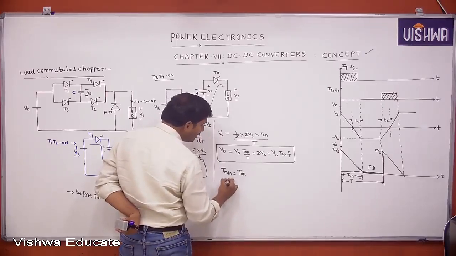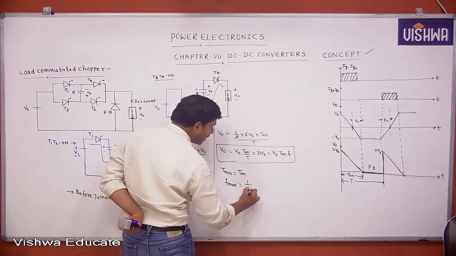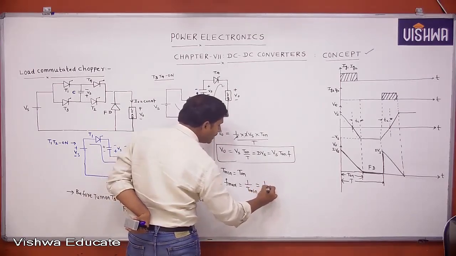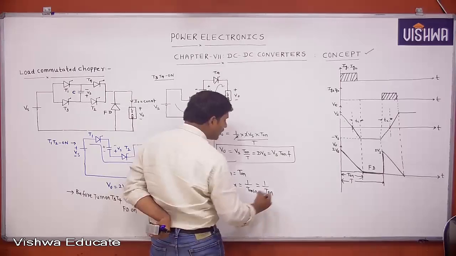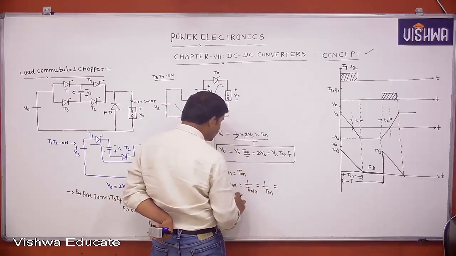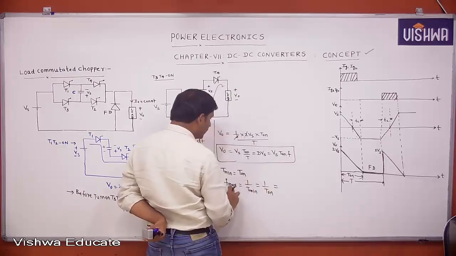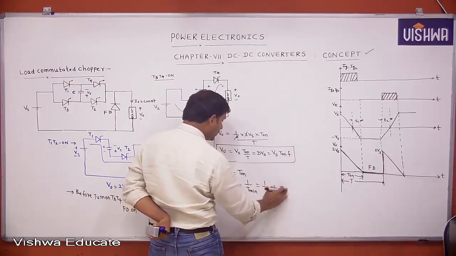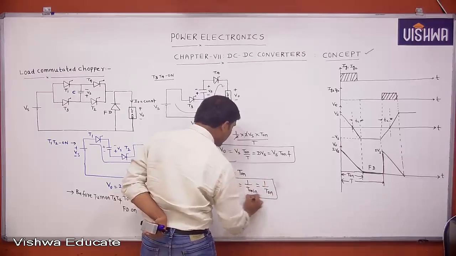Then minimum on time means maximum frequency. What we can get? 1 by T minimum. What is the maximum frequency of operation of this circuit? T on equal to 1 by, that is Vs into T on into F, where F is the switching frequency. 1 by T on gives the maximum frequency of operation.